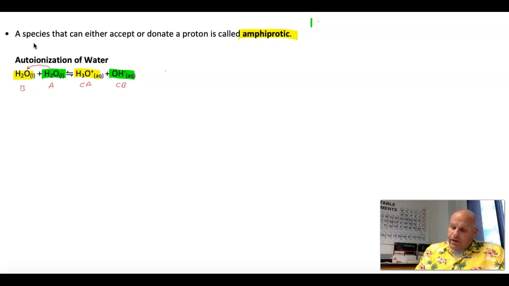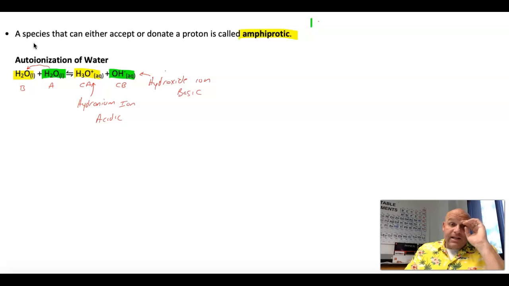Now, this is particularly important because the concentration of these two species, the hydronium ion, H3O+, and the hydroxide ion, OH-, represent our acidic and basic characteristics of solutions. So if there's more H3O+, or sometimes just shortened to H+, concentration in a solution, our solution is going to be acidic. If it has more OH- concentration, it's going to be basic.